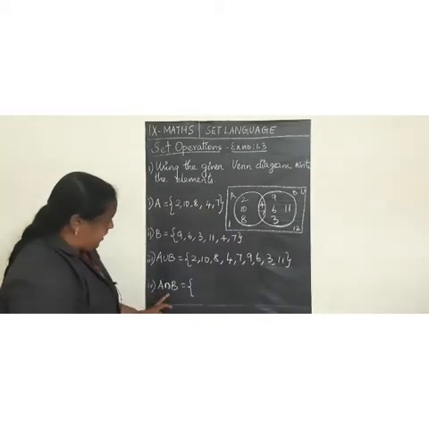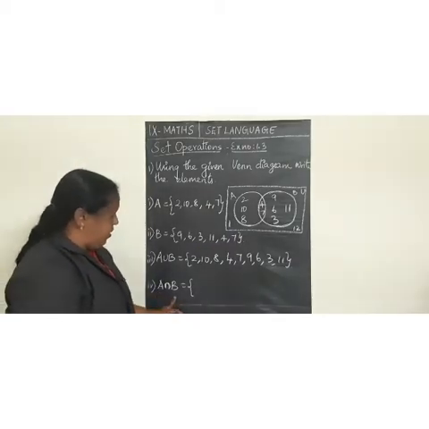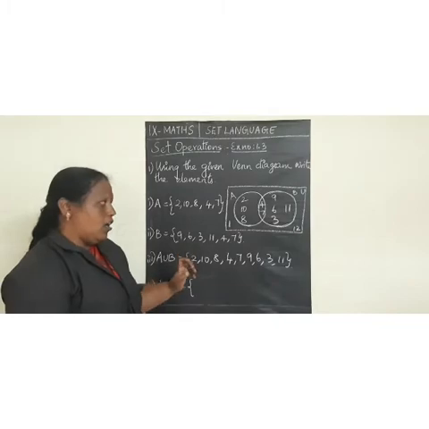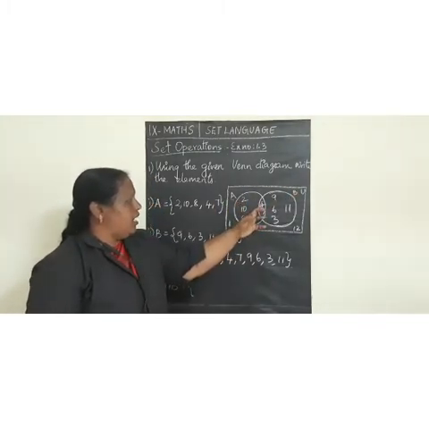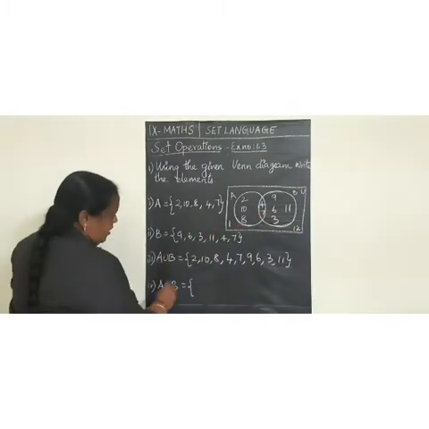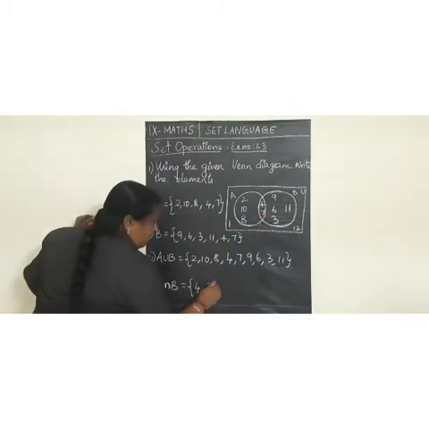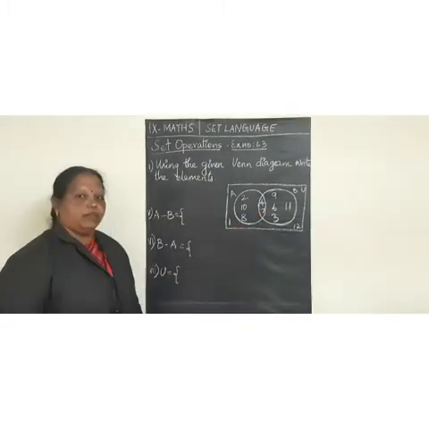Next, A intersection B. A intersection B means we have to write only the common elements in A and B. So the common elements in A and B are 4, 7. So A intersection B is equal to 4, 7.